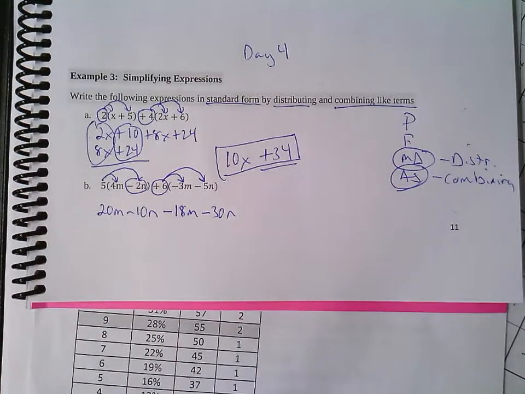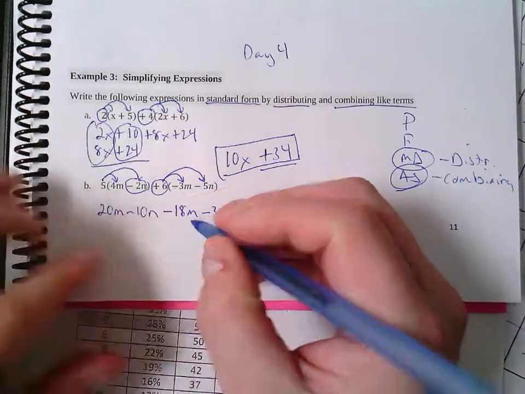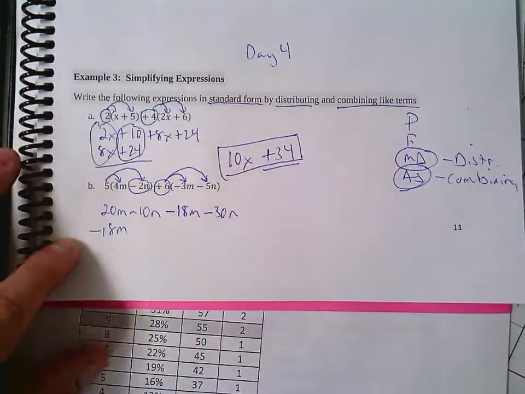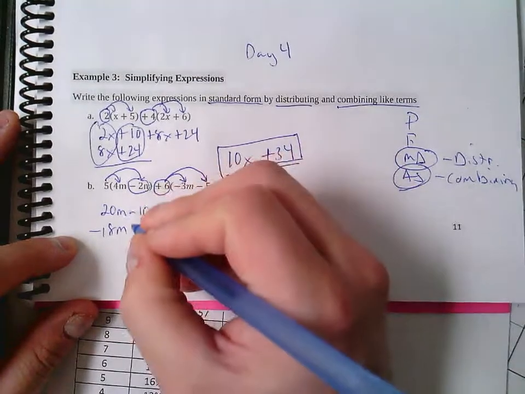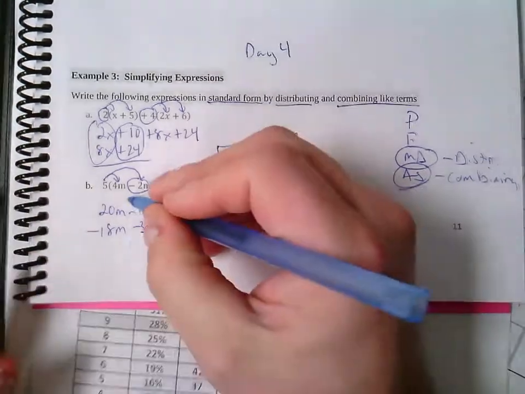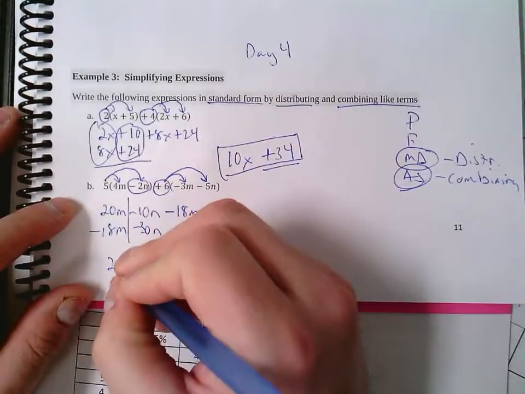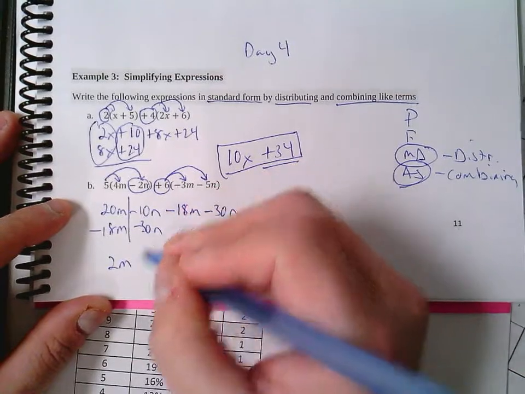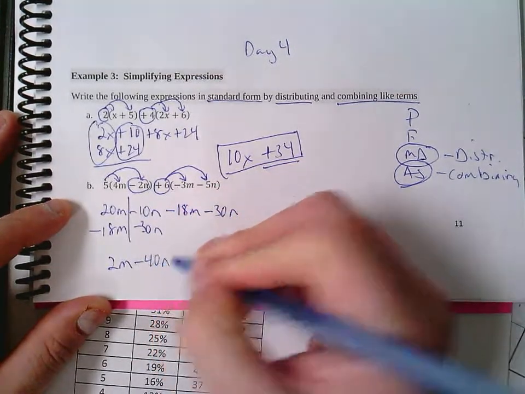And then I'm going to line up my like terms. I'm going to take my negative 18m underneath the 20m, and I'm going to take my negative 30n and put it underneath the negative 10n. Now when I combine vertically, 20 minus 18 is 2m. Negative 10 minus 30 is negative 40n.